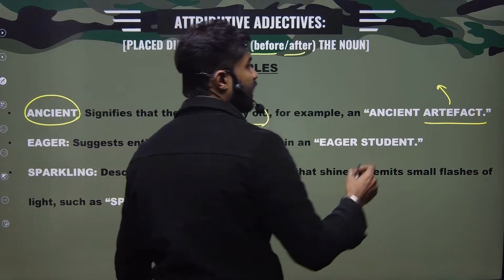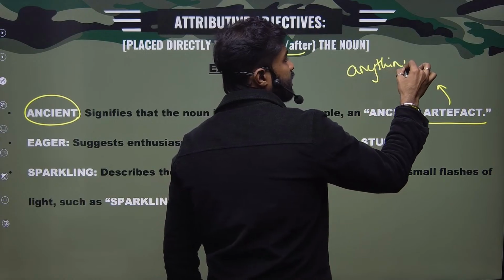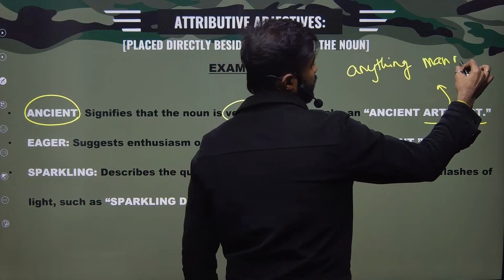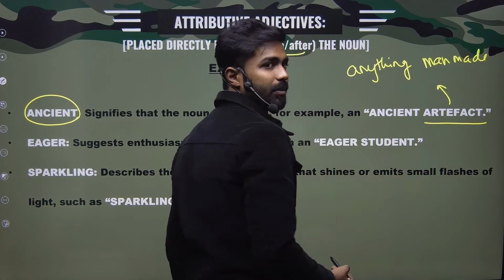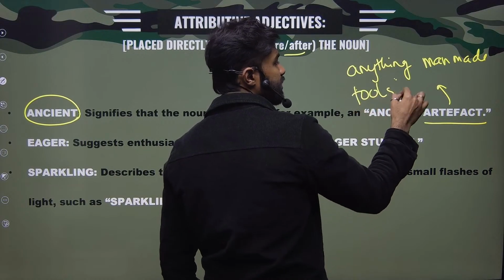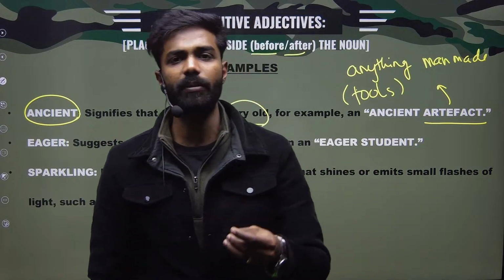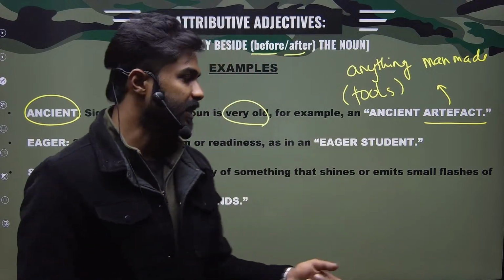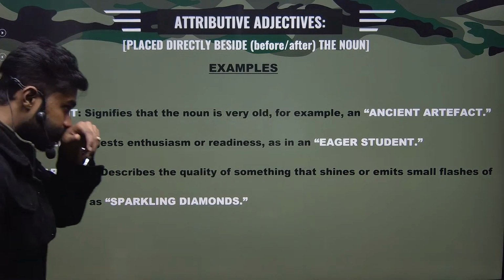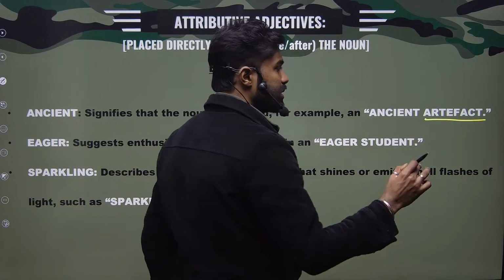What do you mean by artifact? Artifact means anything made by man, man-made. Anything which is made by man, especially tools. Clear? Artifact means anything which is made by man, or you can call it, precisely, tools made by men. So remember artifact as tools now.